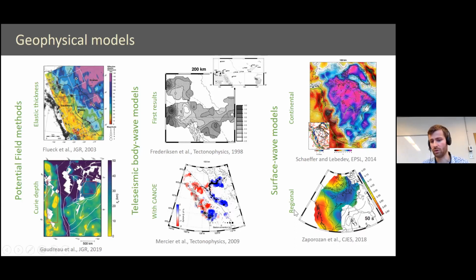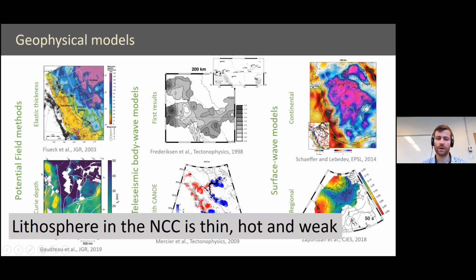And same with the model of Zaporozan in 2018, and that was kind of a low resolution model, but that was showing this uniform low velocity anomaly over the northern Canadian Cordillera and high velocity anomaly in the adjacent Cratonic lithosphere. And so the main takeaway here is that the lithosphere in the northern Canadian Cordillera is quite thin, hot, and weak compared to the adjacent cold Craton.